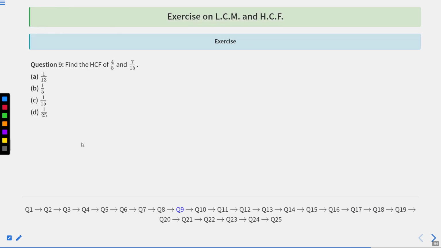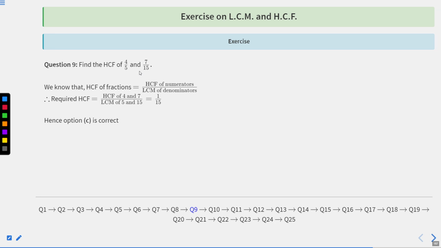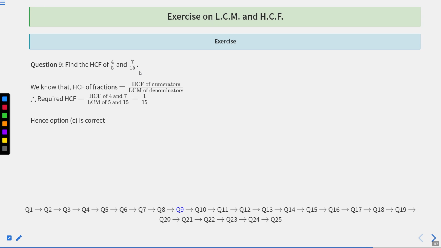Question number 9. Find the HCF of 4 by 5 and 7 by 15. Solution. We know that the HCF of fractions is equal to HCF of numerators divided by LCM of denominators. Therefore, it will be HCF of 4 and 7 divided by LCM of 5 and 15. So it will be 1 upon 15. So the option correct here is option C.